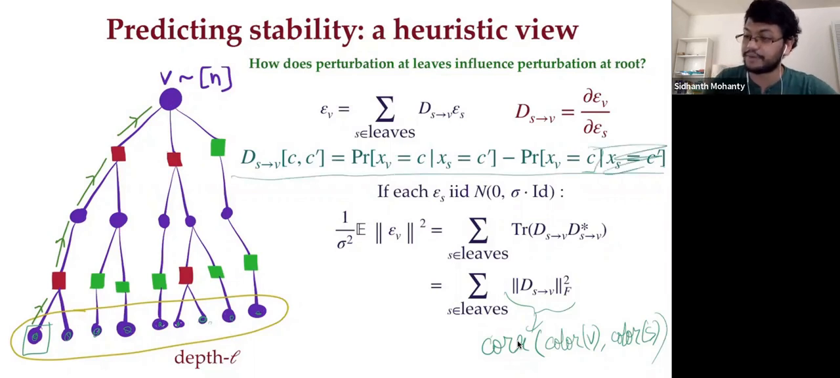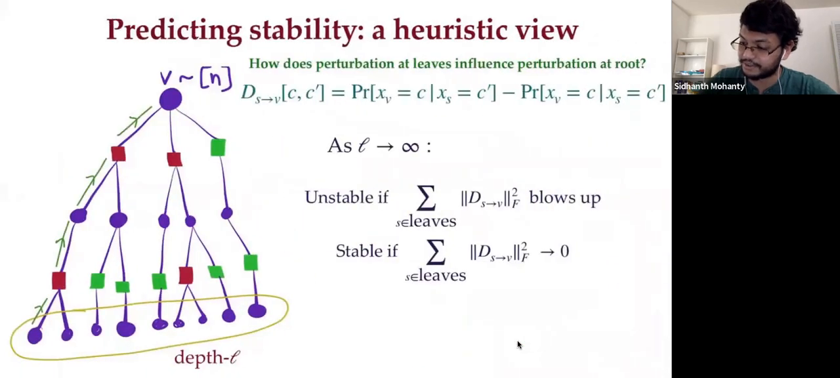And now the thing that we want to understand is whether this particular notion of correlation decays, namely it goes to 0, or if it blows up. We say we're in the stable case if this notion of correlation exhibits decay, and we say we're in the unstable case if this notion of correlation blows up.